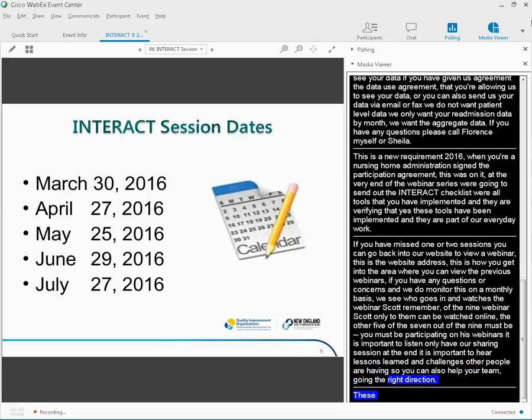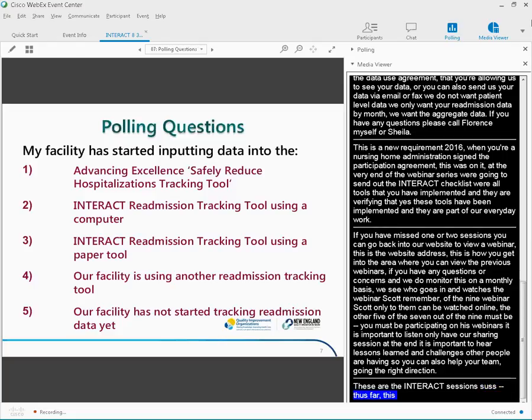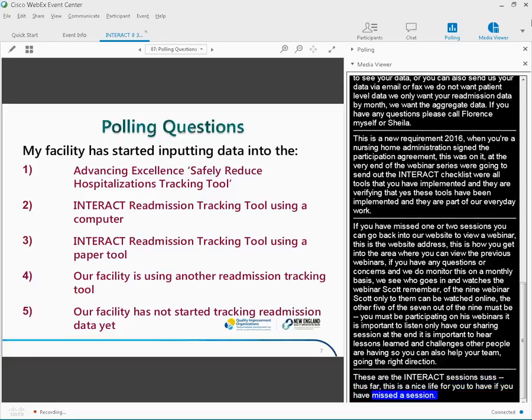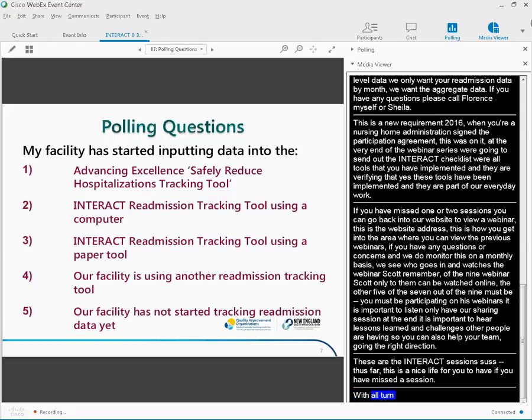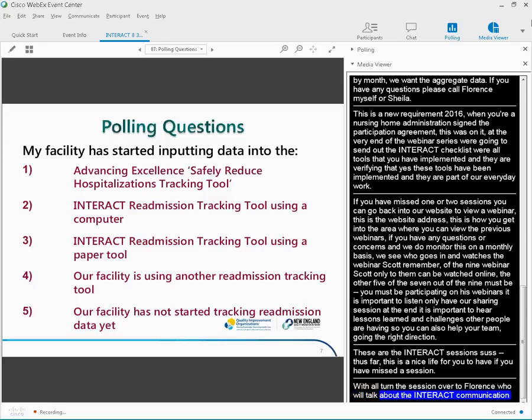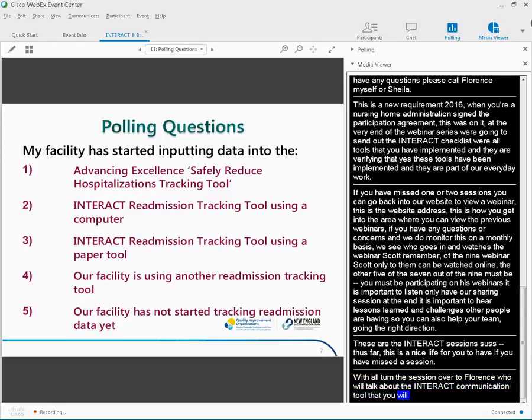March, April, May, June, and July. This is a nice slide for you to have if you have missed a session. And so with that, I'm going to turn the session over to Florence, who's going to be talking about the Interact communication tools that you're going to be using externally. Here you go, Florence. Thanks, Carol.